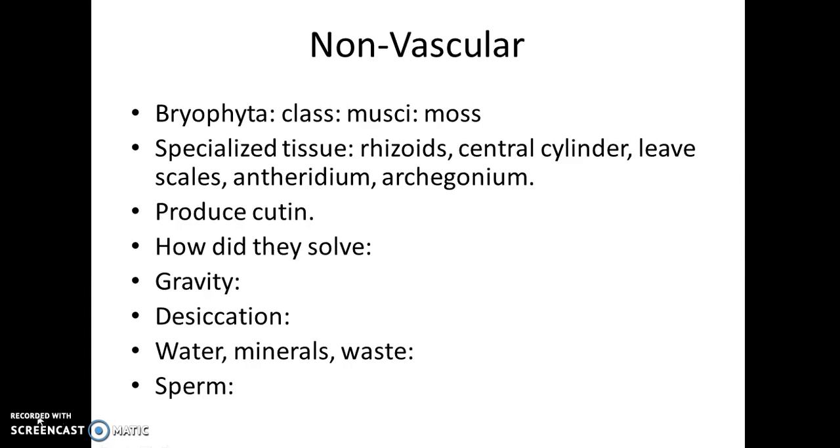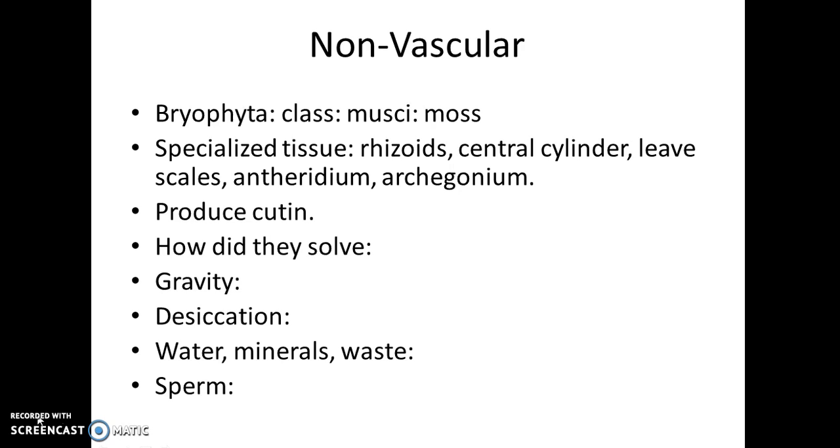They do have specialized tissue: rhizoids, central cylinders, leaf scales, antheridium, and archegonium. Right? Rhizoids, like the fungus, will grow down into the soil. The central cylinder is the central part. Leaf scales, they look like leaves. And antheridium and archegonium, you've heard about them before. Those produce the sperm and produce the egg. They produce cutin, which is a waxy substance that prevents desiccation.